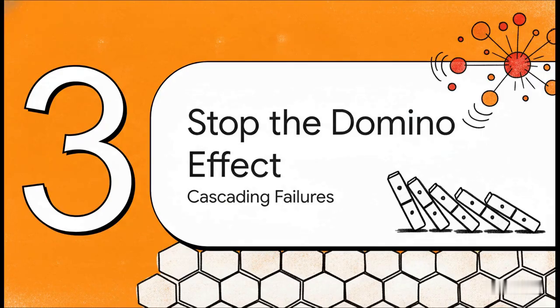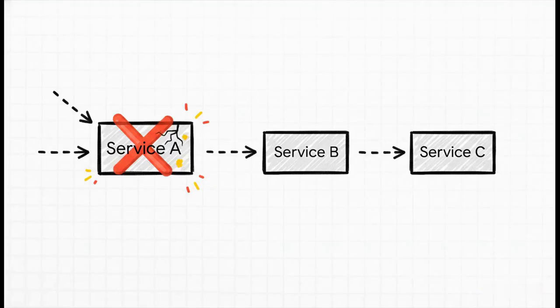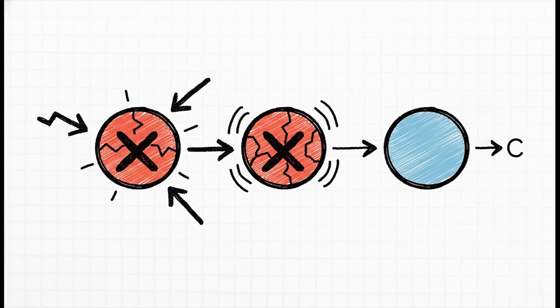But what happens when one little thing goes wrong and isn't contained? Well, that leads to maybe the most dangerous situation in any complex system. Let's talk about stopping the domino effect and how we can prevent these cascading failures. It always starts small. Maybe service A fails for some random reason. A bug, a network glitch, doesn't really matter what. But here's the problem. All the work that was supposed to go to service A, it has to go somewhere else. So it floods service B, which, it was never designed to handle that much stress.